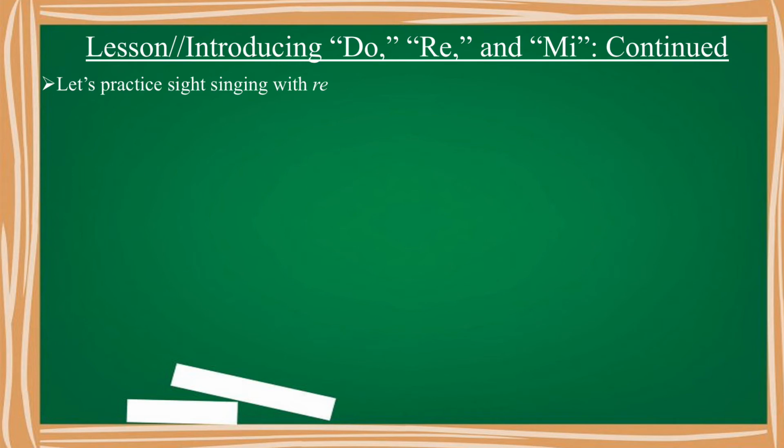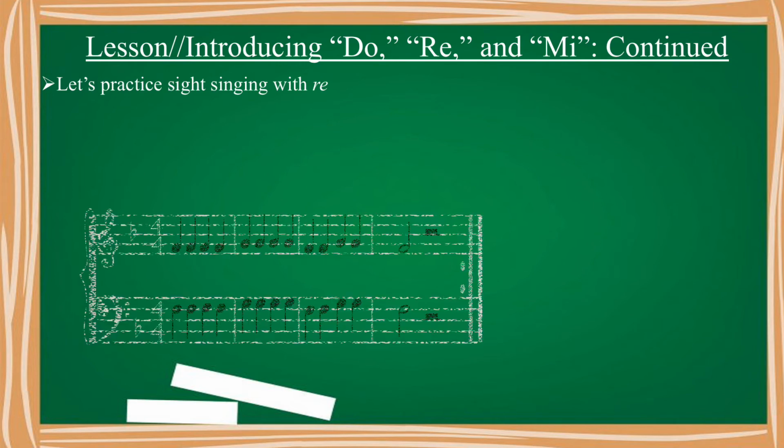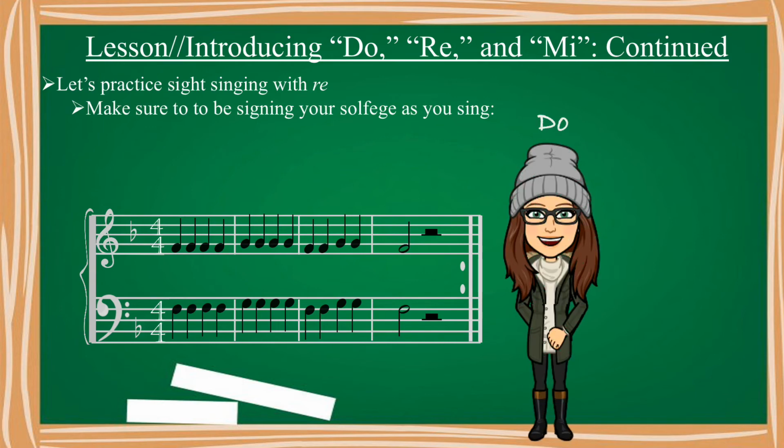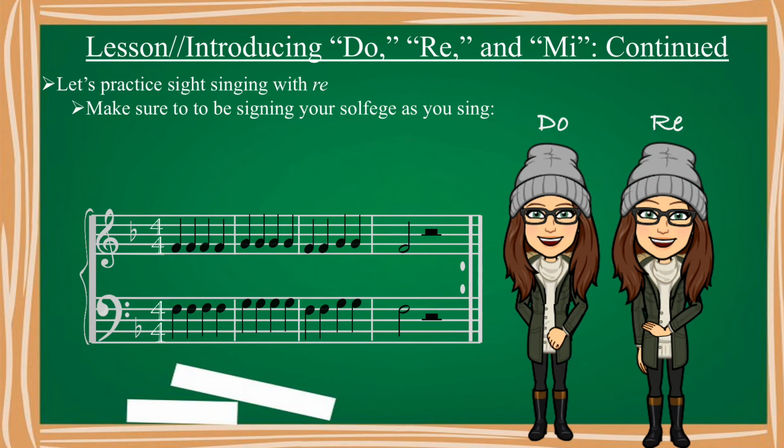Let's practice sight singing with re. Don't forget to be signing your solfege as you sing, do and re. I'm only going to be giving you do, but that's all that we need in order to identify re. Be watching for when it switches to re. 1, 2, set.